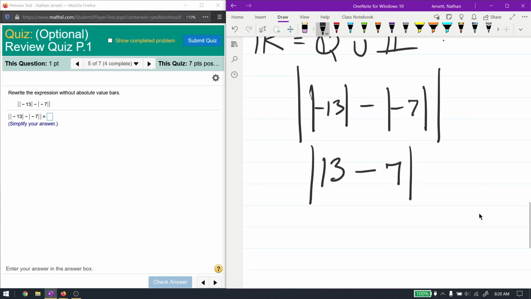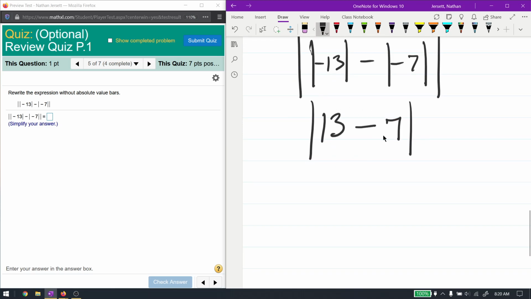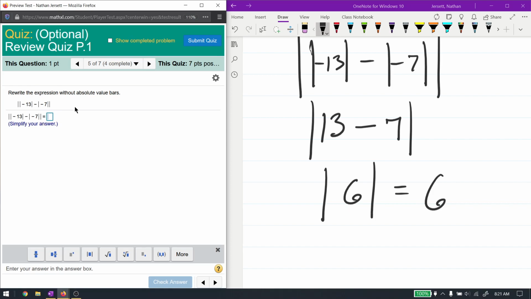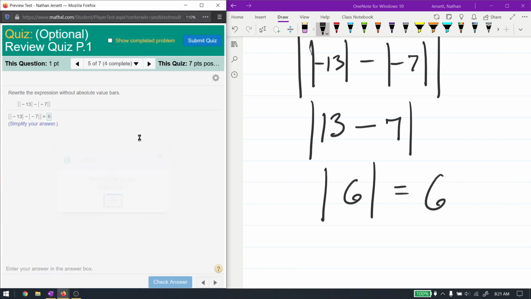Now we can use order of operations. Inside first, 13 minus 7, that's going to be 6. And what's the distance from 0 of 6? That's just 6. So this is really 6 units. That's really the whole thing that we're asking there. That's correct.